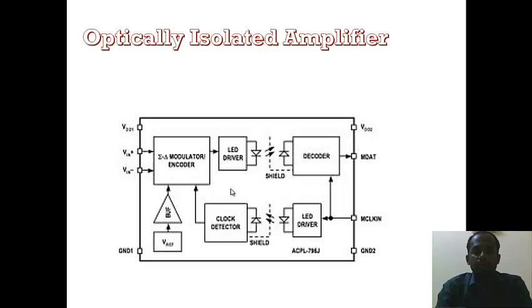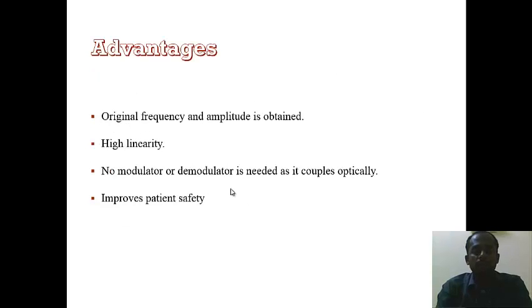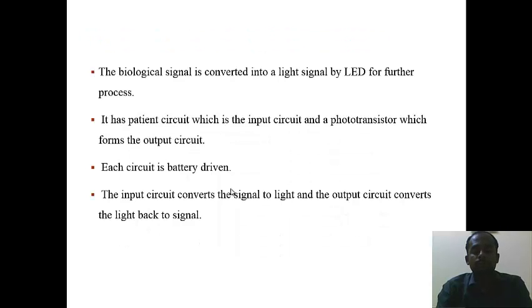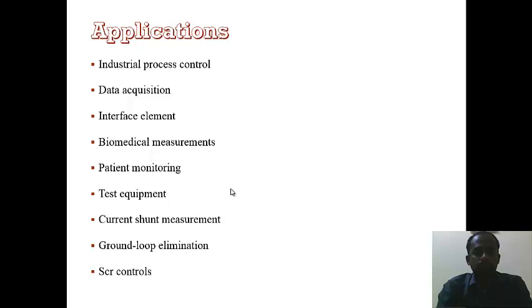If this information signal is an electromagnetic signal, you can use a carrier amplifier and transmit it over long distances. Since the signal is an optical signal, you don't need a modulator or a demodulator. It also improves patient safety: since the signal is optical, not an electrical signal, it further improves the patient's safety.